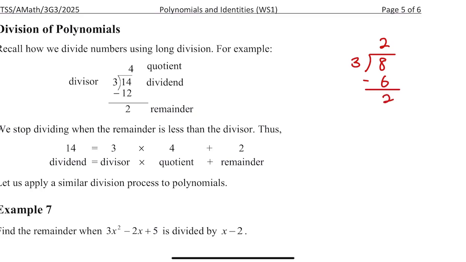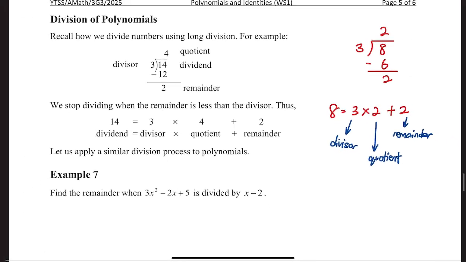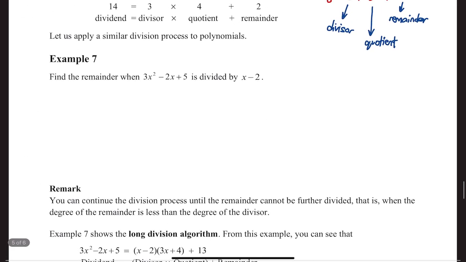Therefore I can rewrite that. This means that 8 is equal to 3 times 2, the divisor times the quotient, plus the remainder. This is the remainder. So this is recalling back to what you have learned before in primary school, but now instead of numbers, you will see polynomials instead. But the steps are still generally the same throughout. Okay, so let's look at example 7.